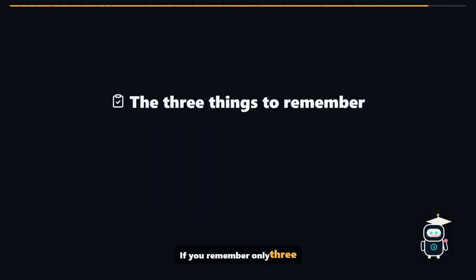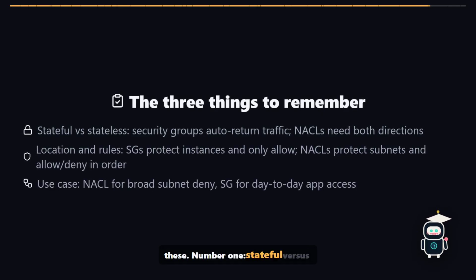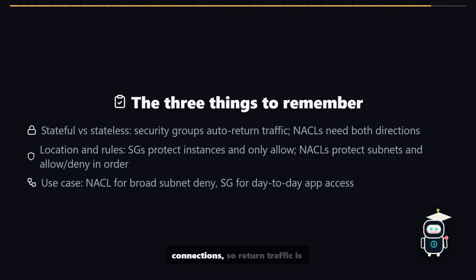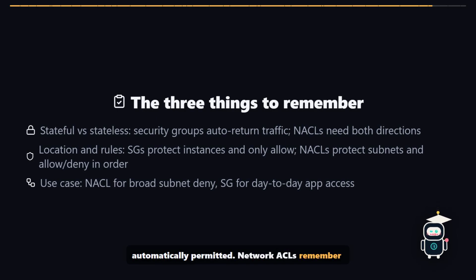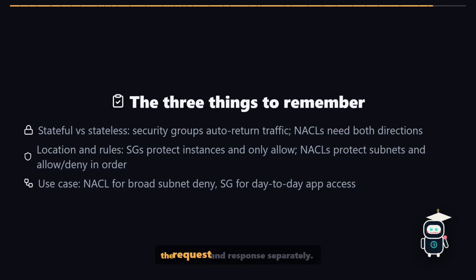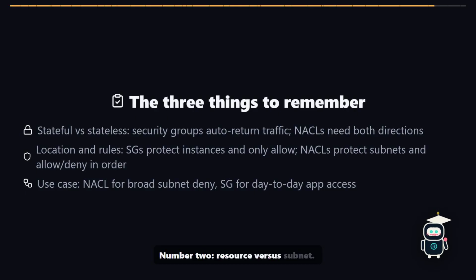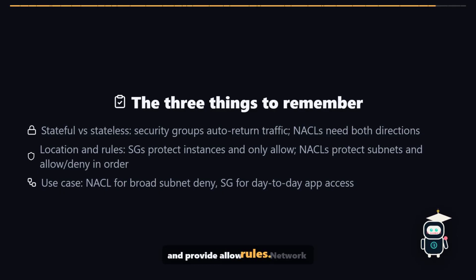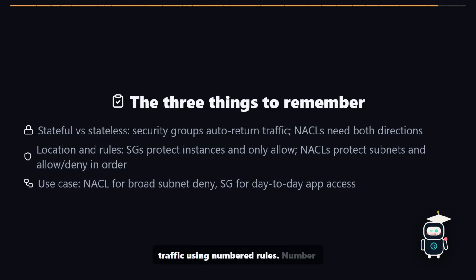If you remember only three things from this video, remember these. Number one: stateful versus stateless. Security groups remember allowed connections, so return traffic is automatically permitted. Network ACLs remember nothing, so you must evaluate the request and response separately. Number two: resource versus subnet. Security groups protect individual workloads and provide allow rules. Network ACLs protect subnet boundaries and can both allow and deny traffic using numbered rules.